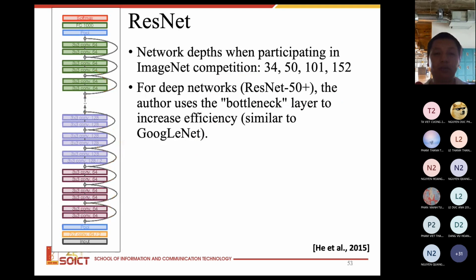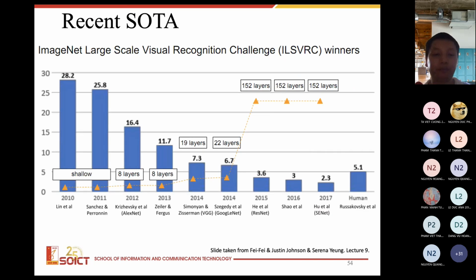Okay, so for the network presented in the paper, they ran experiments with network depths of 34, 50, 101, and 152. And for the nets with more than 50 layers, they use a bottleneck layer with 1x1 convolution, similar to GoogLeNet, right, to increase the efficiency.